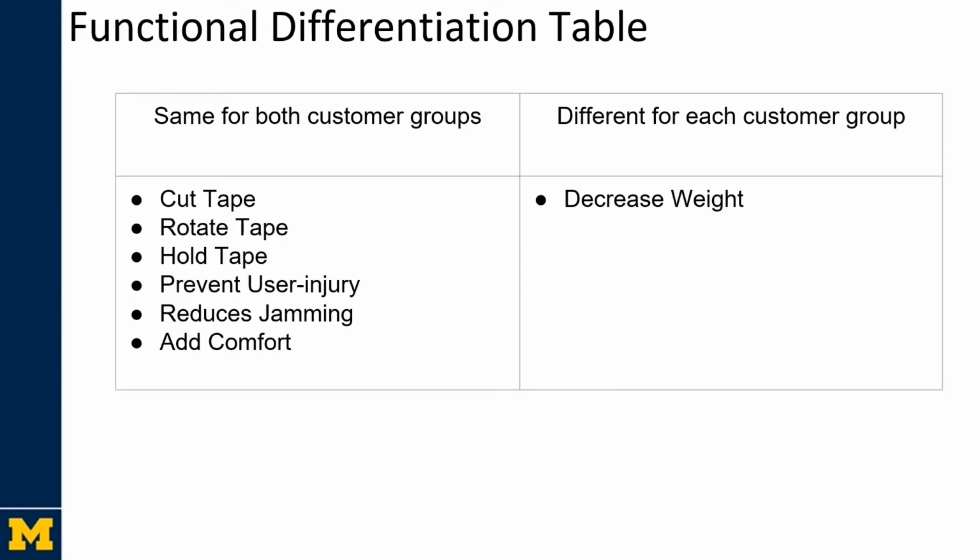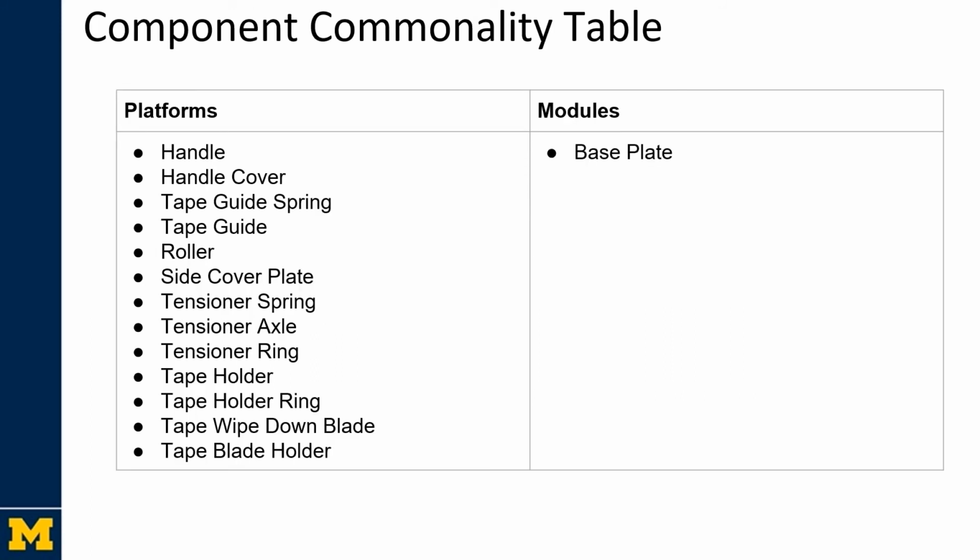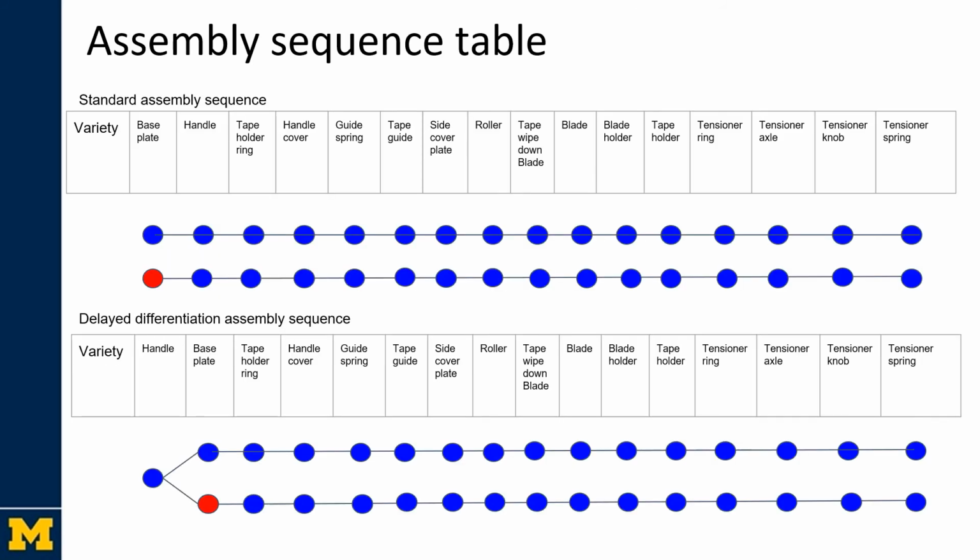For the functional differentiation table, both customers will get a product that cuts tape, rotates tape, holds tape, prevents user injury, reduces jamming, and adds comfort. The main difference for the secondary group is a much lighter product. This is because the secondary group requires a product that's easier to carry around and manipulate. Here, as you can see from the table, the only part that will differ from the other variants would be the base plate, and all of the rest of the components will remain the same.